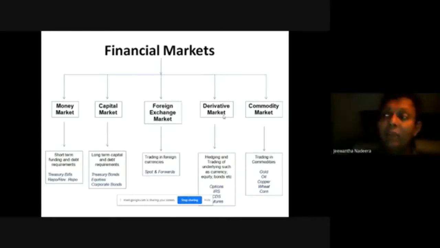So when the yield goes up and you go to the international market with a fresh issue, the new issue will also price at the same level.